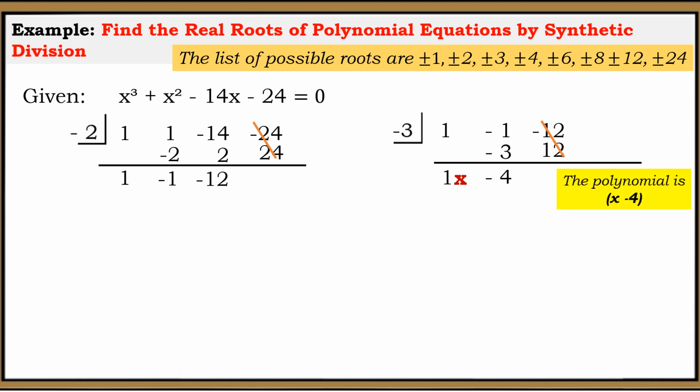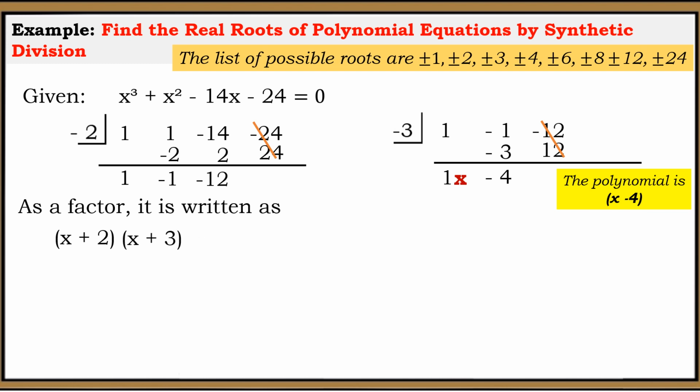So, dito, ang polynomial niya ay x minus 4. So, ano-ano ngayon yung mga factors ng polynomial equation? The factors are x plus 2. Bakit x plus 2? Kasi yung ginamit nating divisor ay negative 2. Pag inequal mo yan sa 0, that is x plus 2. Then dito, yung isa, x plus 3. Kasi ang divisor natin ay negative 3. Then the polynomial, which is x minus 4. Yan yung factor nung polynomial equation.